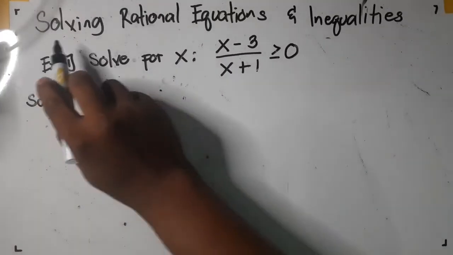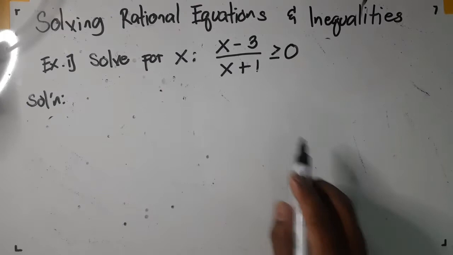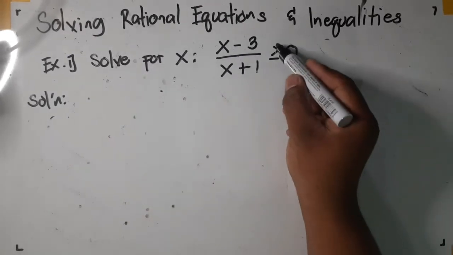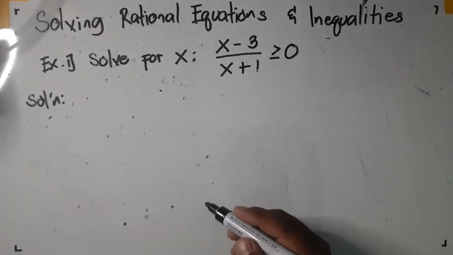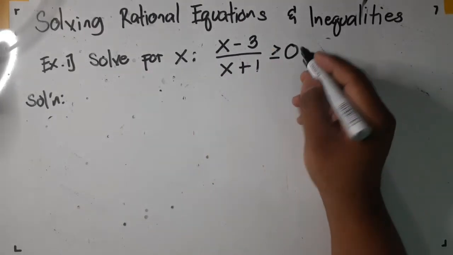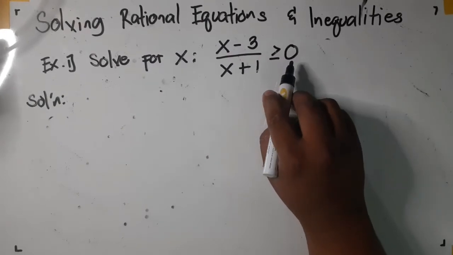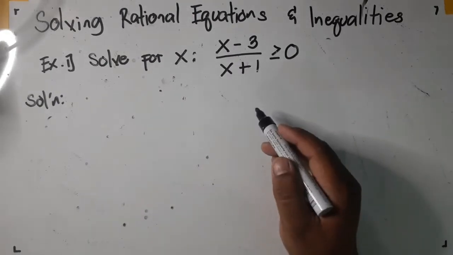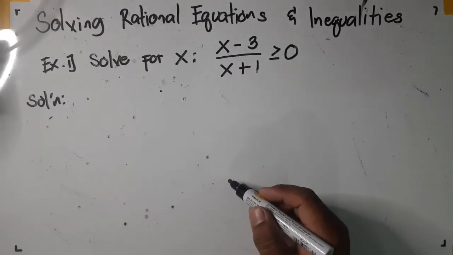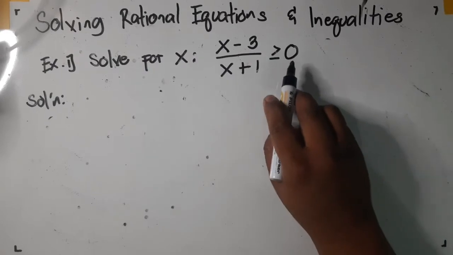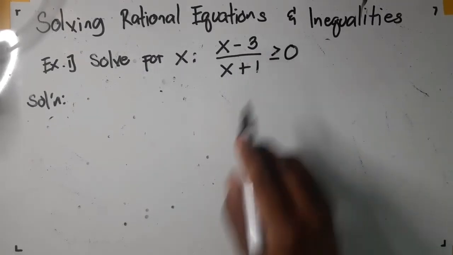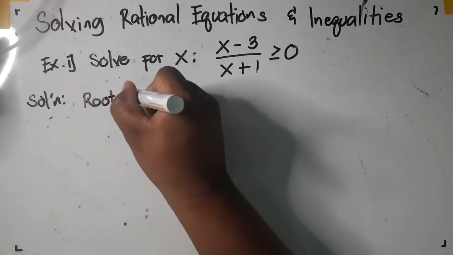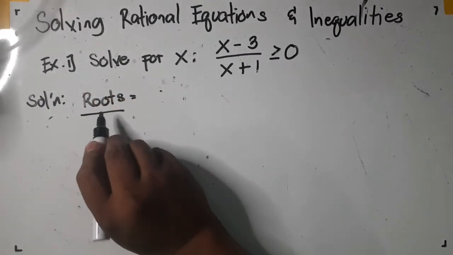So this time, let's solve for the rational inequalities. Solve for x in x minus 3 over x plus 1 greater than or equal to 0. So the first thing you do for a rational inequality is make sure the right side of your inequality is 0, in other terms, everything is on one side. The next thing to do is finding the roots of your inequalities. So what are the roots?